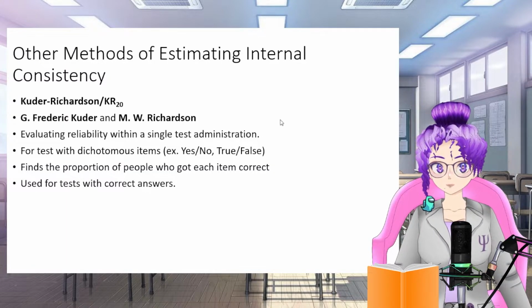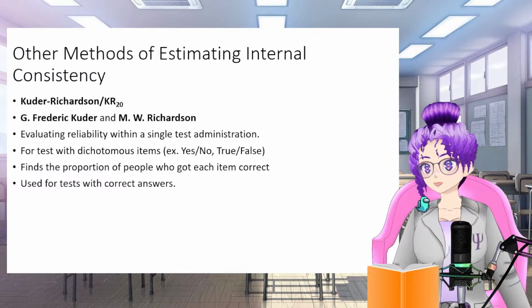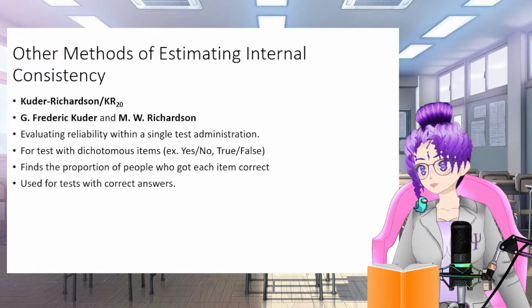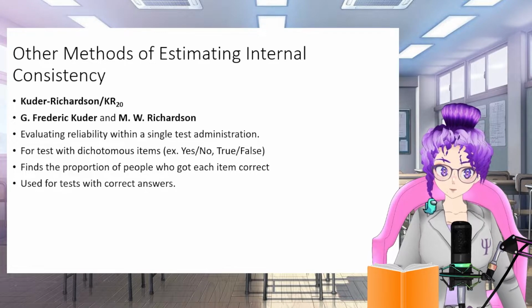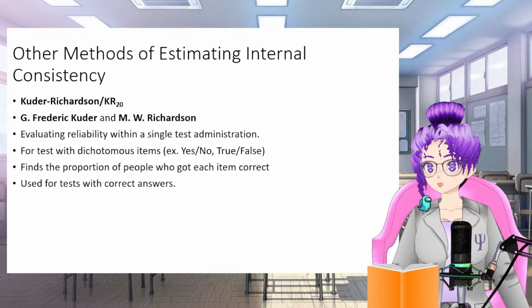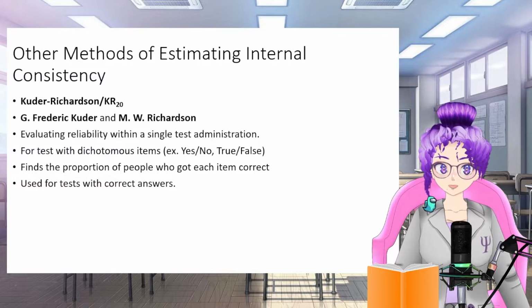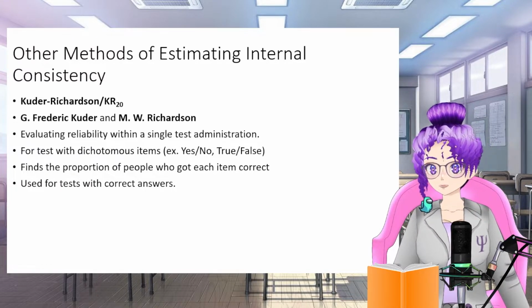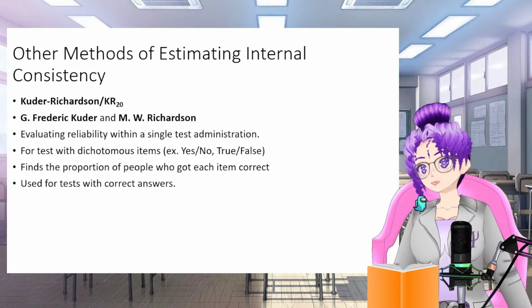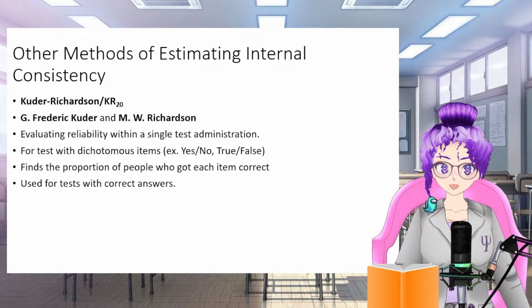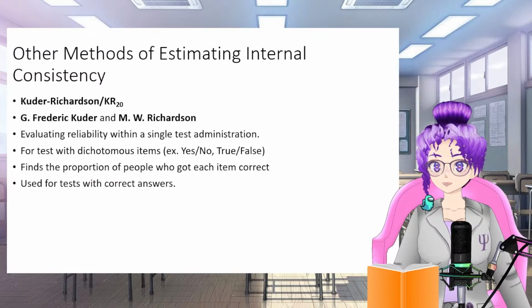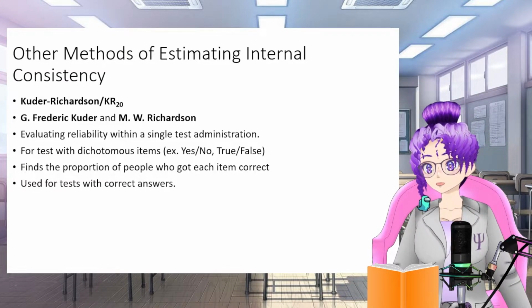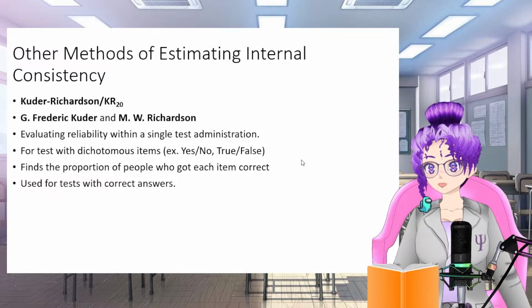So another method of estimating internal consistency is the Kuder-Richardson, or KR20. This is by G. Frederick Kuder and M.W. Richardson. This evaluates reliability within a single test administration, and it is often used for dichotomous items. When we say dichotomous items, these are items that have questions that are yes or no, or true or false. And this is also used for items that have a correct answer. So it finds the proportion of people who got each item correct.